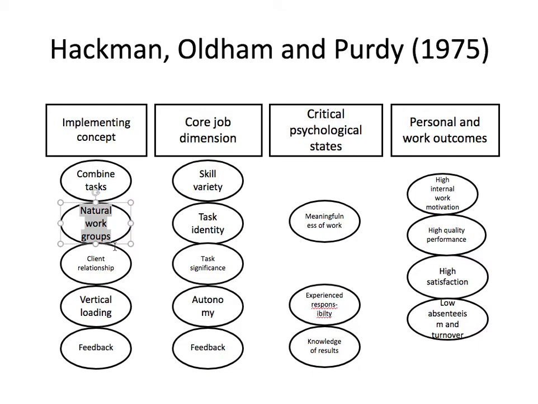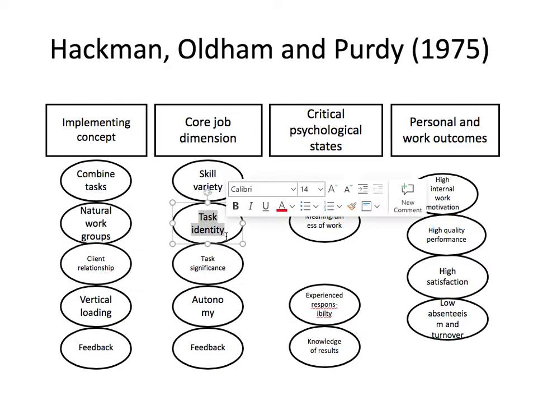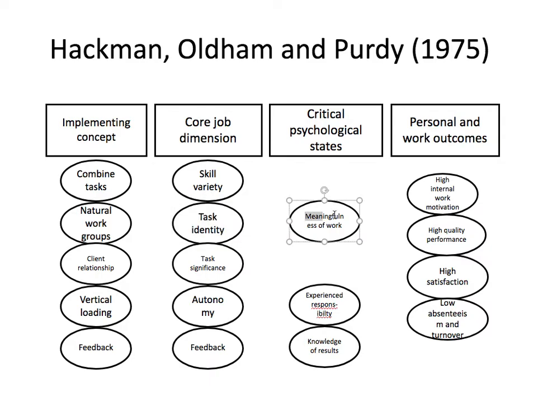You can allow people to form natural work groups. And again, if you think back to our technology lecture, where we talked about socio-technical systems and the idea that if you put people into an organisation together, they will form natural groups around their work. When they do this, they have a strong sense of identity, a strong feeling of significance, which means their work is more meaningful to them. And again, that leads to these outcomes.